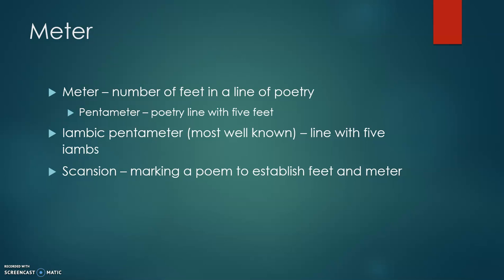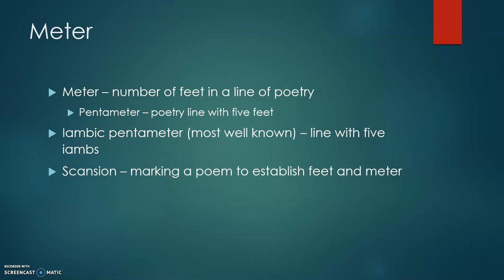Then once we've determined the number of feet in a line, we can start talking about meter. So we've got the syllables measured out, then we can see how many feet we have, and the number of feet then corresponds to the meter. So the meters are named based on the number of feet. The one I want you to remember is pentameter, because that is the one that Shakespeare uses the most. That would be a line with 5 feet, so it'd be 10 total syllables. So when we talk about iambic pentameter, we're talking about a line with 5 iambs. That would be 5 sets of 2-syllable feet.